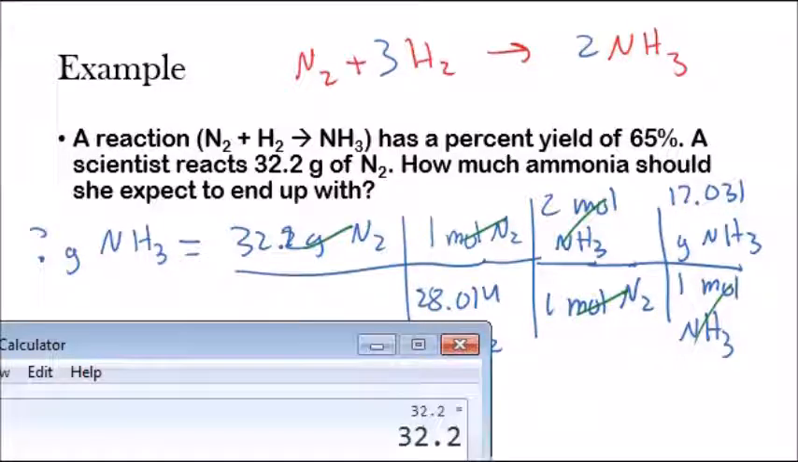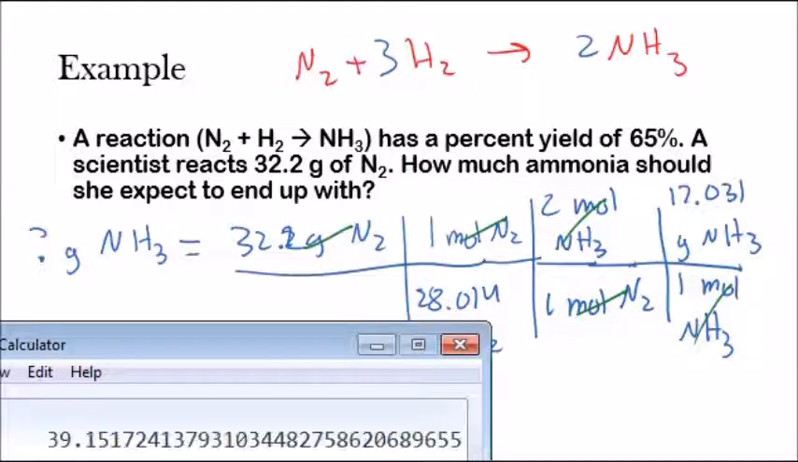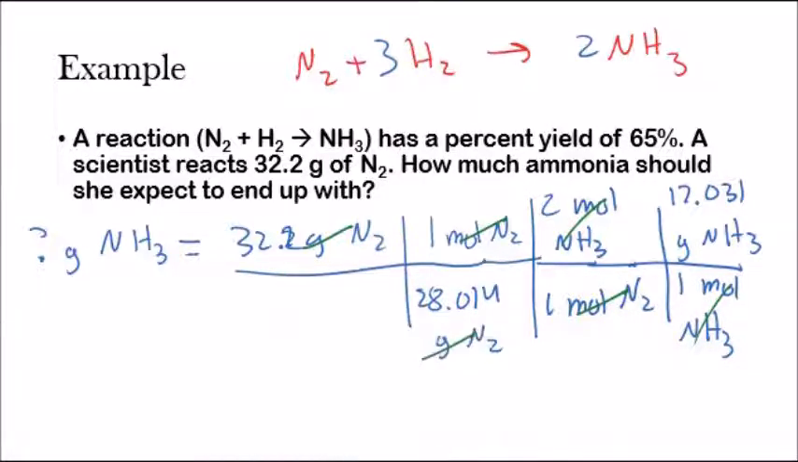Let's go ahead and multiply everything out. So 32.2 times 1 times 2 times 17.031, all of that divided by 28.014 times 1 times 1. And we're getting this. Our answer needs to be rounded to 3 significant digits because this number has 3 significant digits, this number has 5, we ignore this, and this number has 5. So rounded to 3 significant digits, it is 39.2. Okay, so 39.2 grams of NH3.